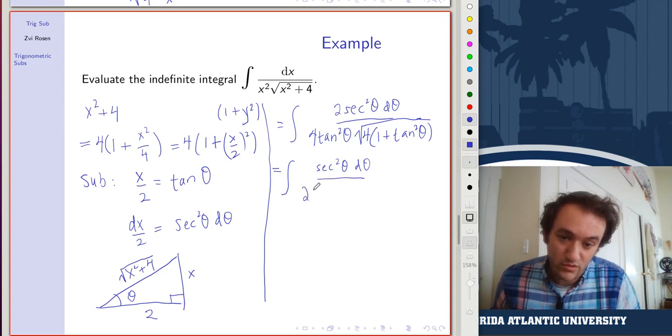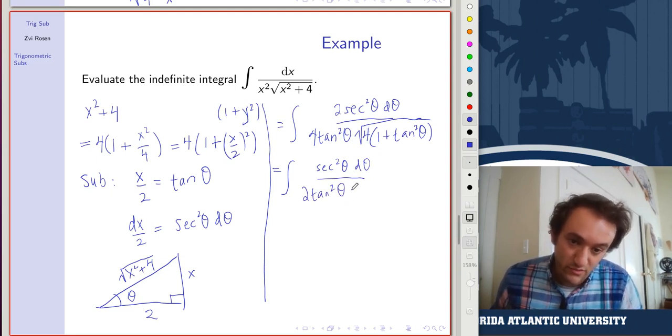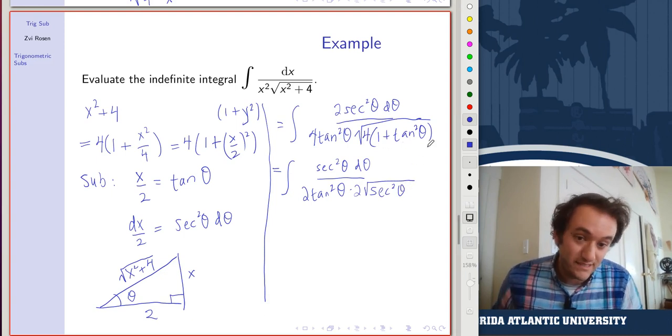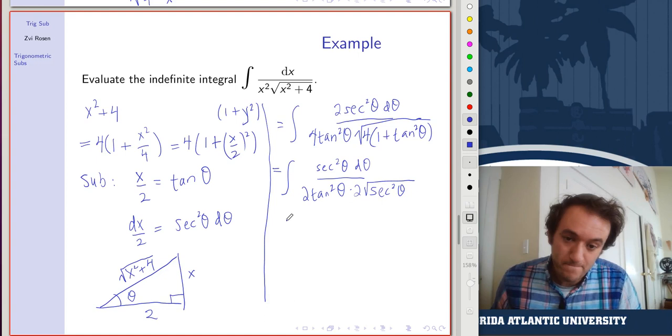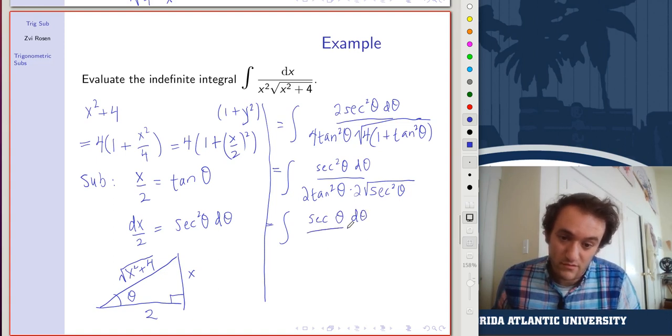divided by 2 tangent squared theta times, okay, and the square root of 4 becomes 2 times the square root of secant squared theta, because that's what the Pythagorean identity translates to. And further reducing, this secant squared theta becomes a single secant, so we get cancellation, and we're left with a single secant on top. And we're left with 4 tangent squared theta on the bottom.